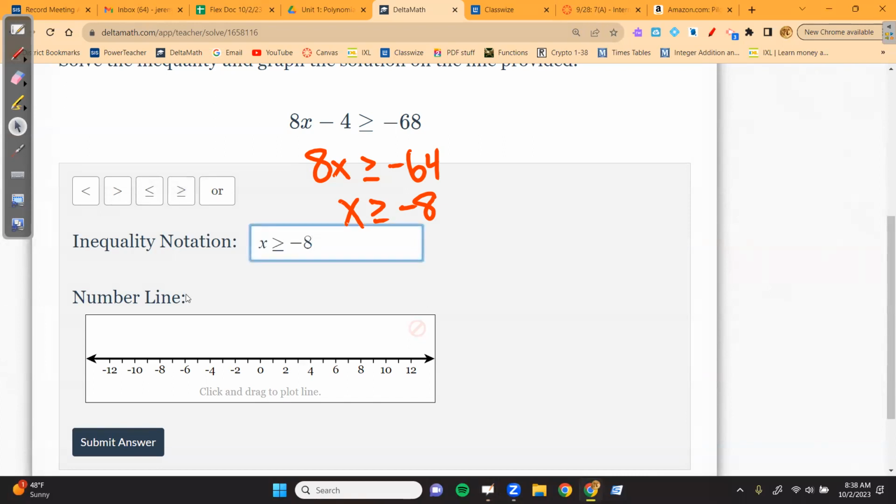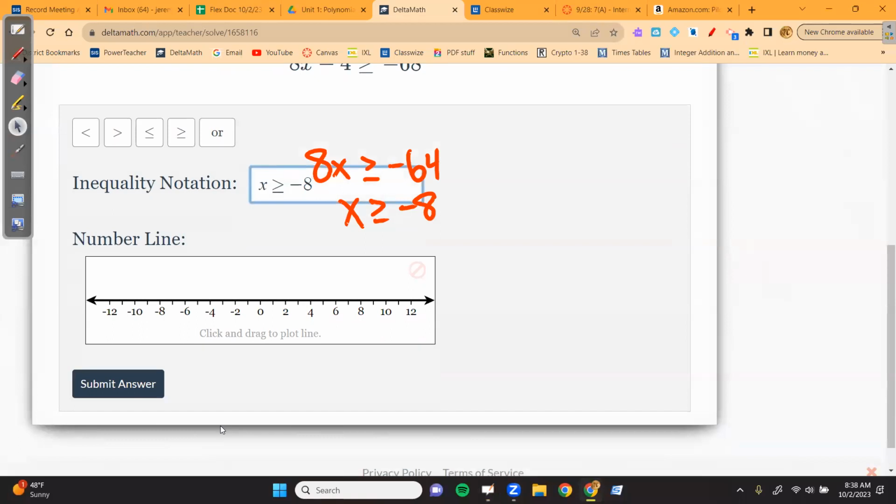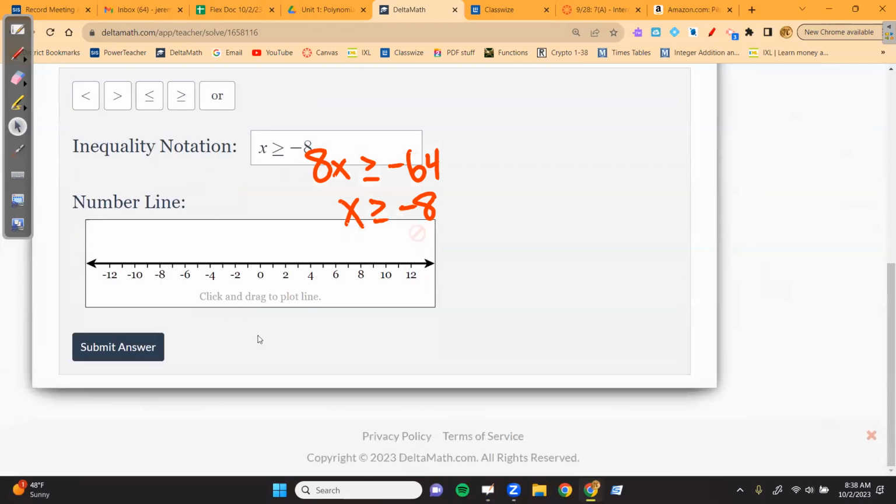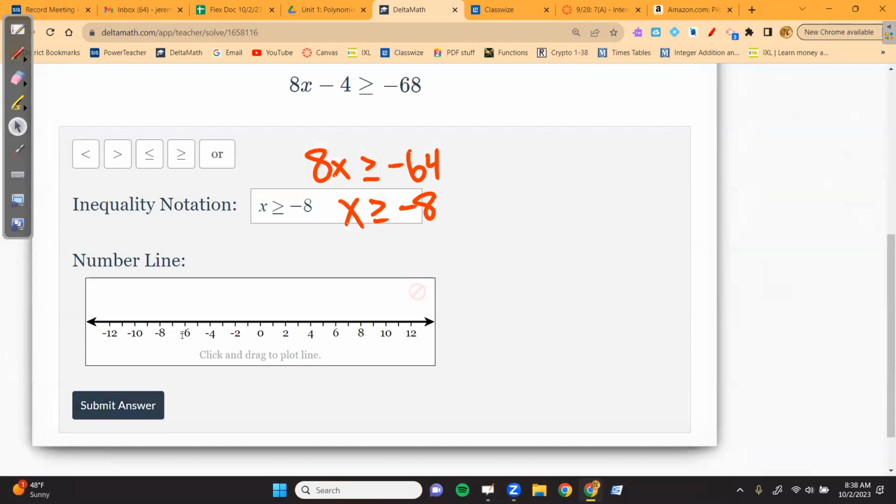Now, obviously, this is a problem that wants the graph. And so x is greater than or equal to negative 8. So what I'm going to do is I'm going to go to negative 8. Oh, I wonder if it wants me to submit that first. Oh, yeah. So I'm going to go to negative 8, and I'm going to make a line like this. By the way, if you want it to go away, just double click the line.